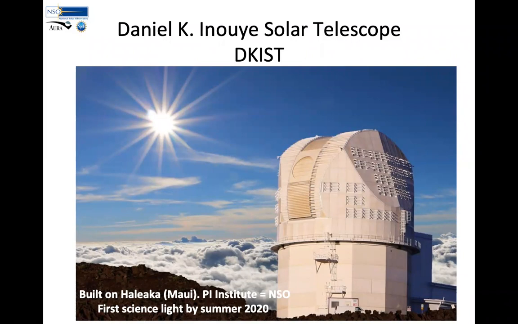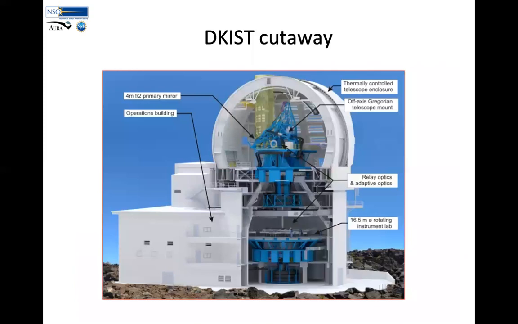And I say science light because everybody has seen the first light already. You've seen the images, you've seen the videos, and so on. But science light means that there will be observations planned to do science, not just to show that the telescope works, but actually somebody will have a science idea and try to go there and do these new observations and see how it goes. So this is the cutaway of the telescope.